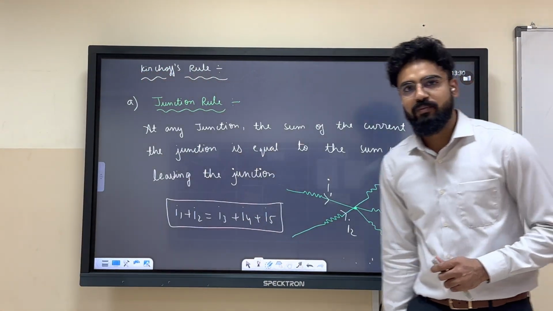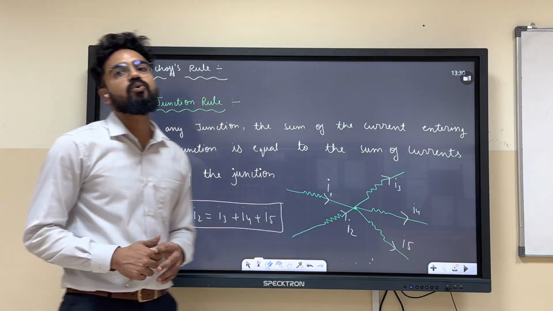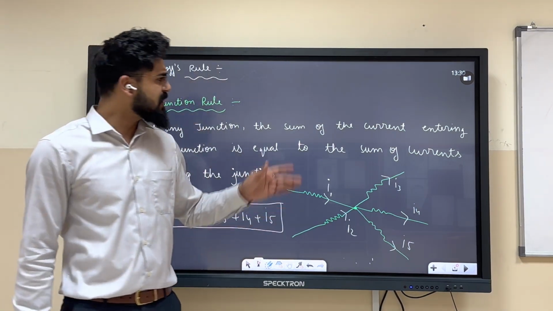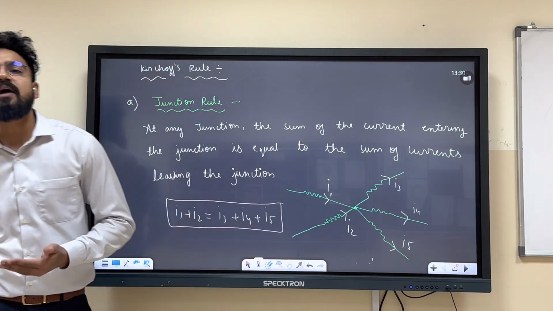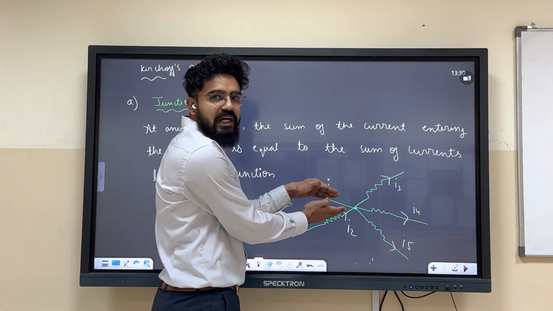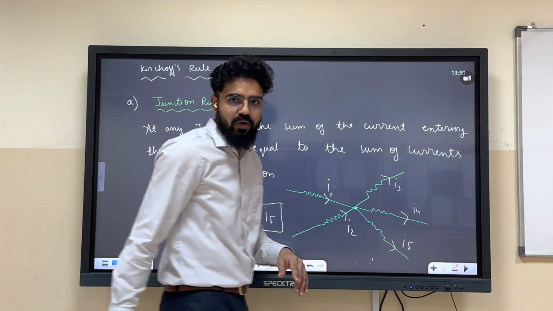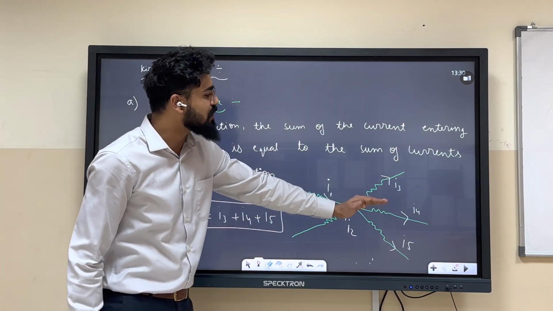Kirchhoff's rules. Kirchhoff's rule has two rules. The first rule is known as the junction rule. Very easy to understand. Firstly, let's understand what we mean by the junction rule. Very simple: whatever current is coming to this junction, it will go away. So I1 plus I2 should be equal to I3 plus I4 plus I5.